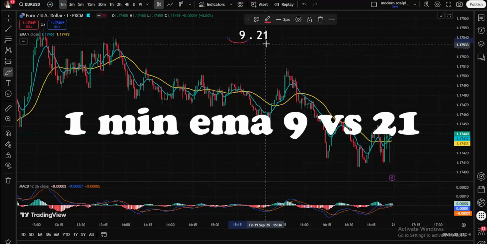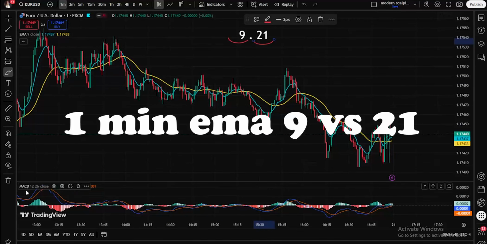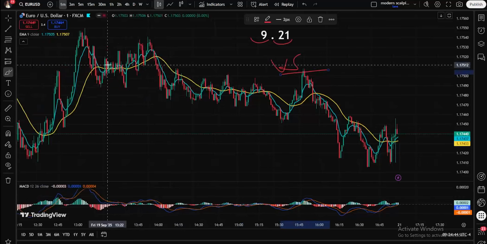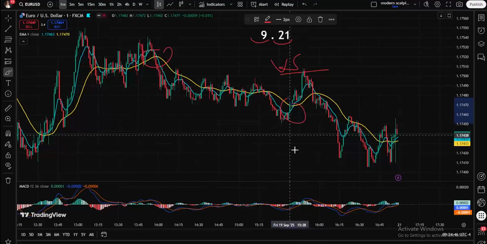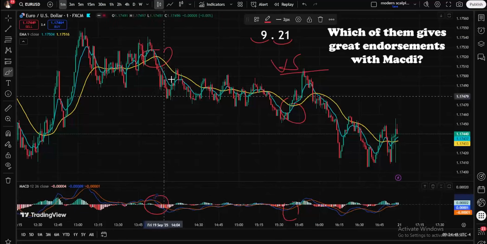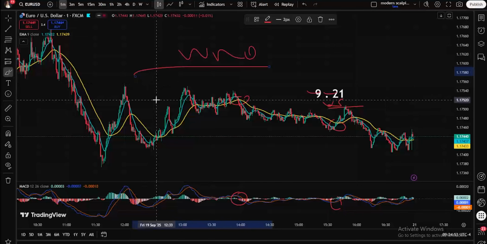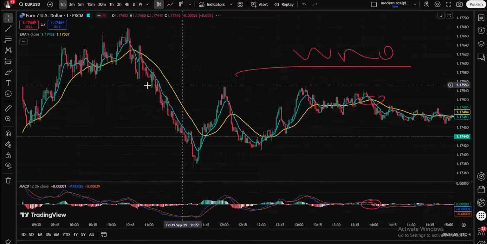If only one indicator could tell you the future of price action, which one would you choose? EMA 9 or EMA 21? Today we are going to see which one is more accurate and profitable for scalping when we put these two together with MACD. So stay with me until the end because the answer might surprise you.